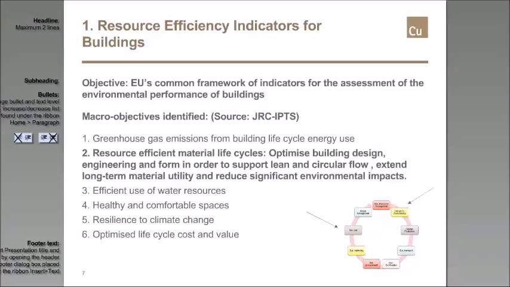And here, the message is clear. For material efficiency, the best is to optimize building design, engineering forms, extend the long-term material utility, and of course, at the end, reduce significantly the impacts. And if we come back to the wheel we have presented initially, in terms of building, instead of products for buildings, two main steps: design for sustainability and sustainable use.